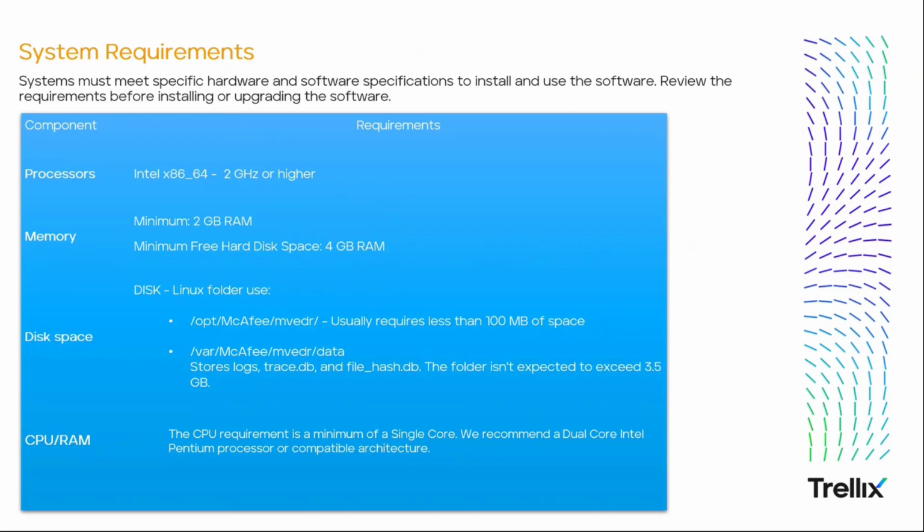In Linux, we need to make sure that the following directories have the required disk space. The first one is /opt/McAfee/MVEDR. This is the default installation directory, and usually it would not need more than 100 MB of space. And the next is /var/McAfee/MVR/data. This is the directory which stores the logs, trace DB and the file hash DB. And this as well is not expected to exceed 3.5 GB.